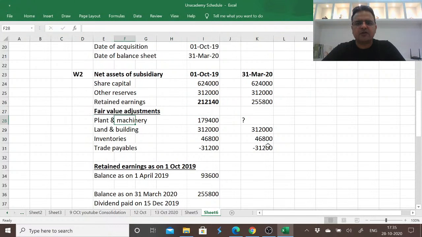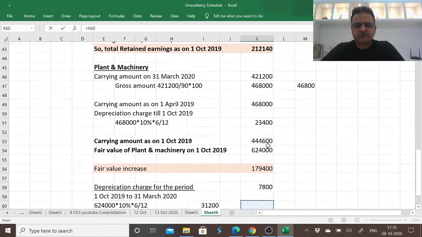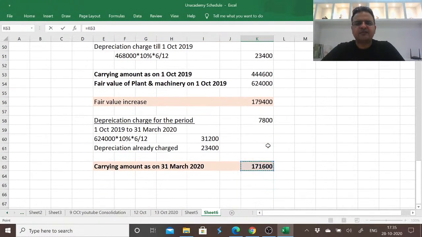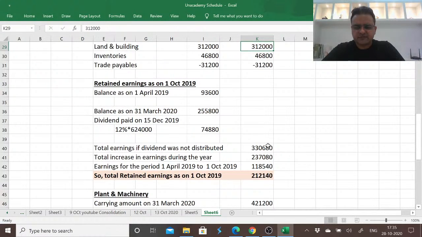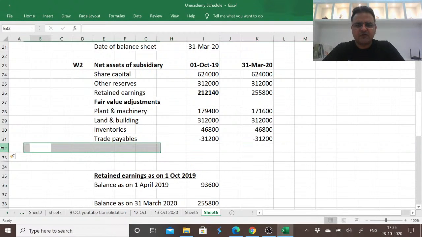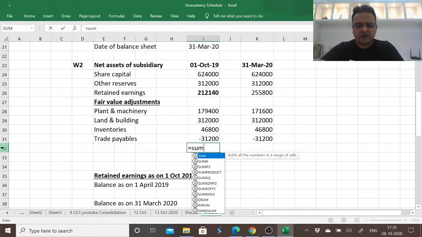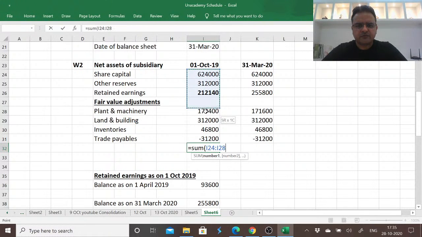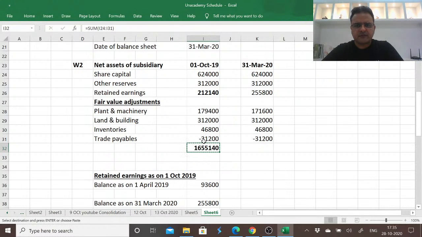179,400 plant and machinery we calculated on date of acquisition. Date of balance sheet plant and machinery is equal to 171,600. So the total balance of net assets on the date of acquisition is equal to 1,655,140, and net assets position on the date of balance sheet is 1,691,000.